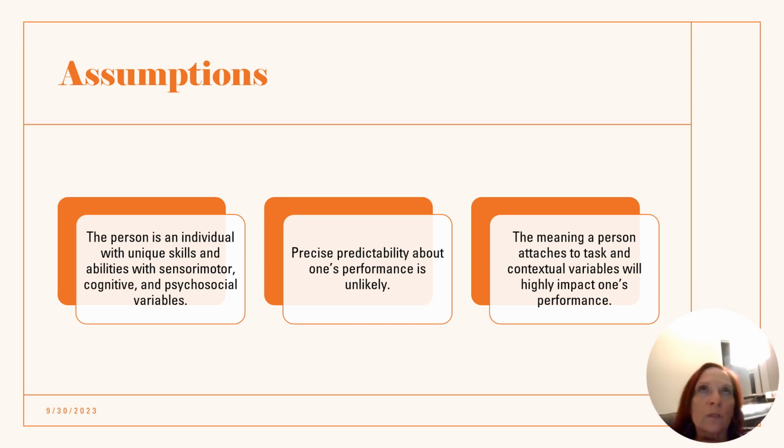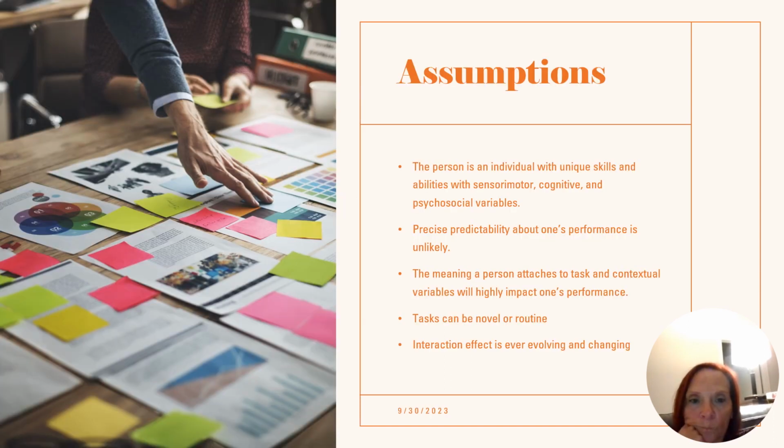So what they're saying there is you're not going to be able to know exactly what that person's going to be able to do. It's going to be trial and error. The meaning a person attaches to tasks and contextual variables will highly impact one's performance. This just goes back to using occupation as a means and an end, meaning that what is important to them is what we will do with them as therapists.